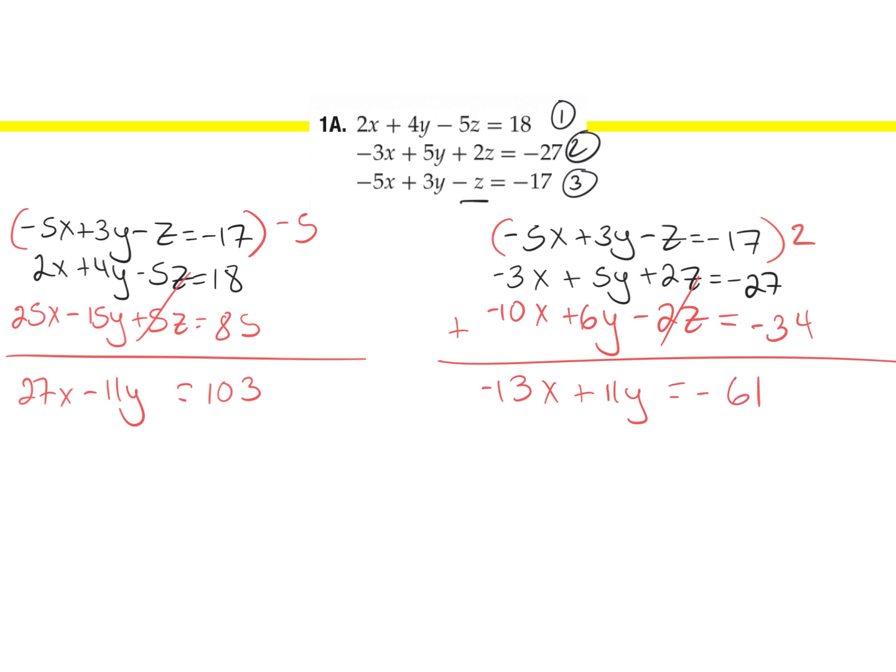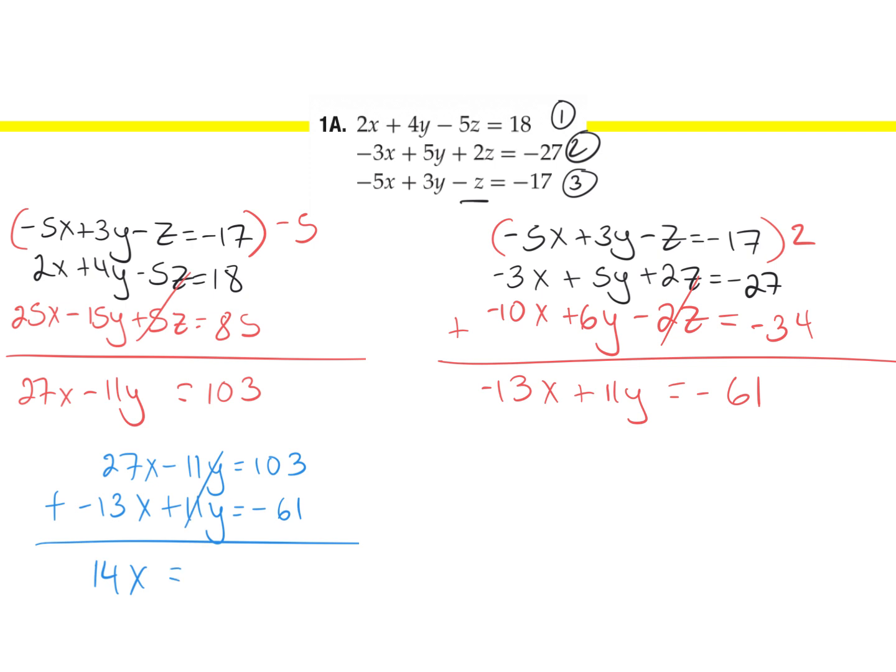Now I have, again, the two set of new equations, so I can go ahead and combine them. I will get 27x minus 11y equals 103. And then negative 13x plus 11y equals negative 61. This one turned out to be great. The y's already cancel out. So it will be 27 and 13. So I will get 14x. The y's cancel. And then I get 103 minus 61 to get 42. I will divide by 14. And I get x is equal to 3.